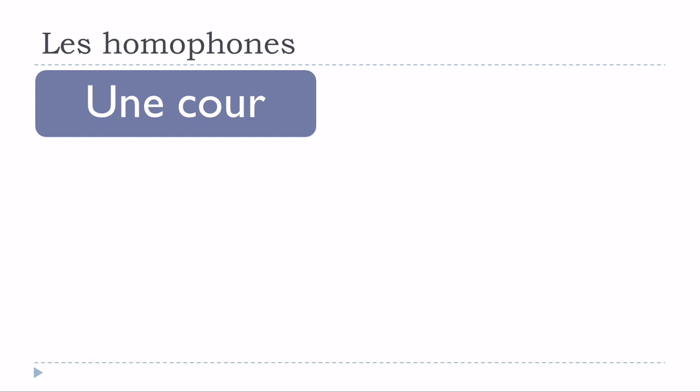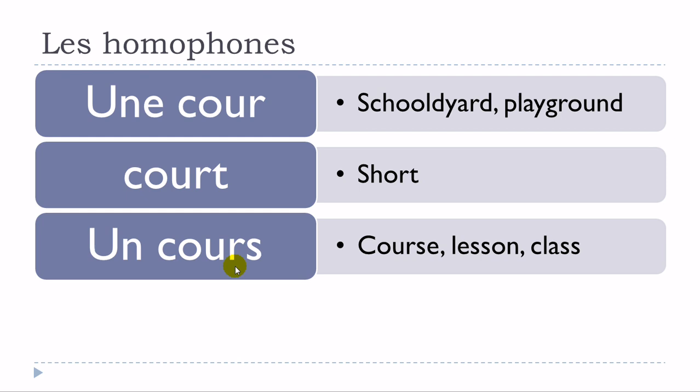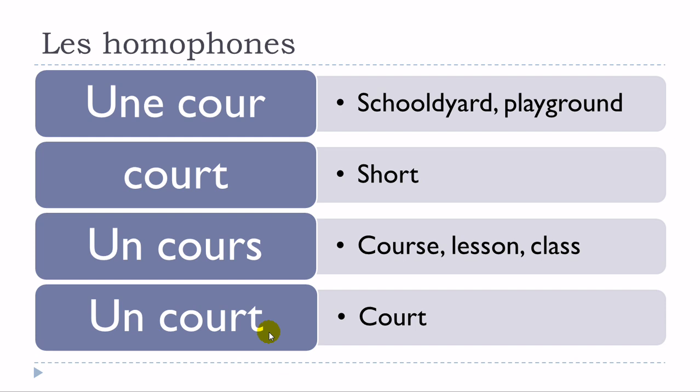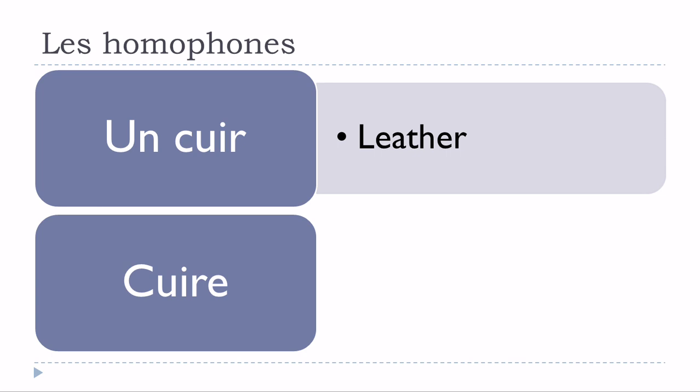Une cour. And then we get the adjective court. And after that, un cours. And then un cours. All right, so you can see that here you get the feminine, une cour, then you get the adjective court, un cours, un cours. Un cuir. And the verb cuire. Okay, so un cuir and then cuire.